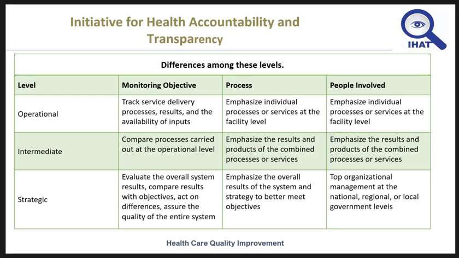The strategic level evaluates the overall system results, compares results with objectives, acts on differences, and assures the quality of the entire system. The process also emphasizes the overall results of the system and strategy to better meet objectives. The people involved here are top organizational management at the national, regional, and local government levels.